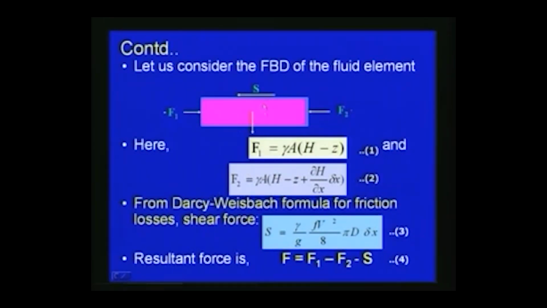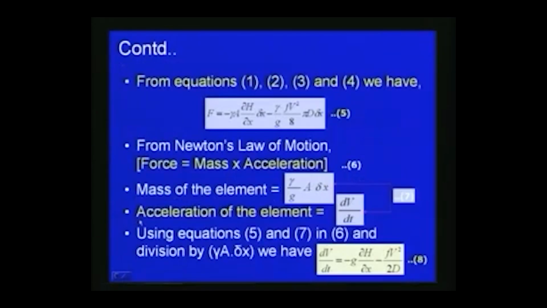As far as the shear force is considered, we can use the Darcy-Weisbach formula, which we have seen earlier. We can write the shear force S equal to gamma by g into f V square by 8 into pi D into delta X, where D is the diameter of the pipe, g is the acceleration due to gravity, gamma is the specific weight, f is the friction factor, and V is the average velocity across the section, as in equation number 3. So, the resultant force for this system we can write as F equals F1 minus F2 minus S, in equation number 4.